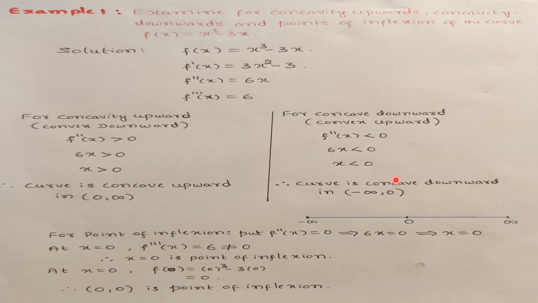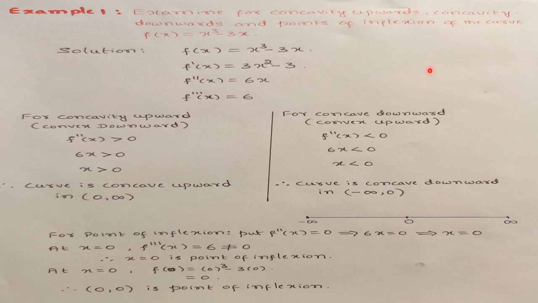Okay. Next, when do you say that the curve is concave downwards? If f double dash, the second derivative, is negative. Here the second derivative is 6x. 6x is less than 0 means x is less than 0. Therefore, the curve is concave downwards in the interval minus infinity to 0. Minus infinity to 0, the curve is concave downwards.